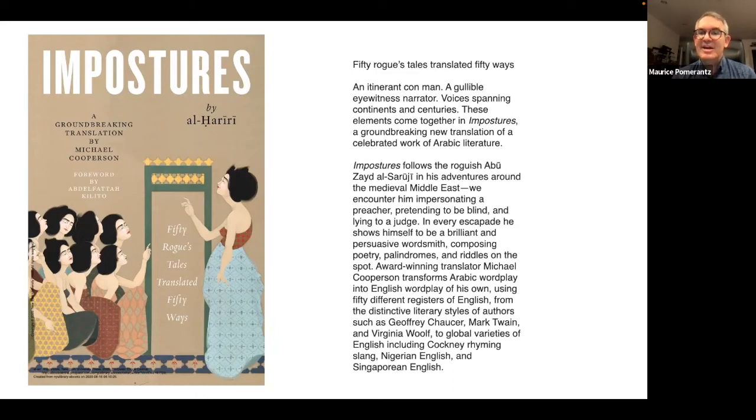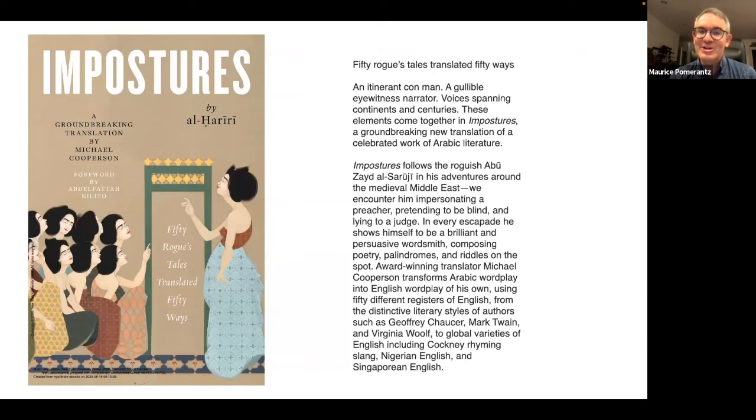It's a group of tales translated 50 ways. Now the translator, you know how I took some risks in that translation where I sort of used algebraic notation? The translator of this work, Michael Cooperson, took risks. And I think these risks have really paid off.